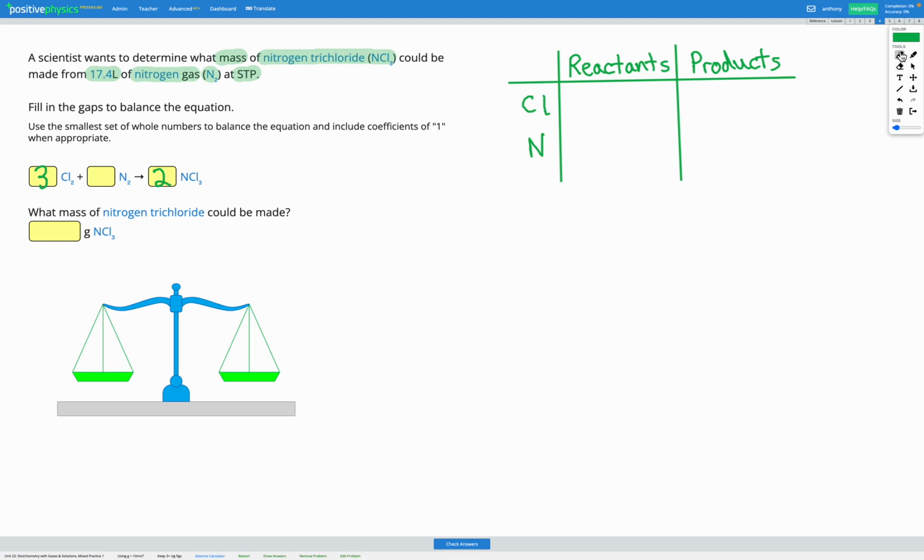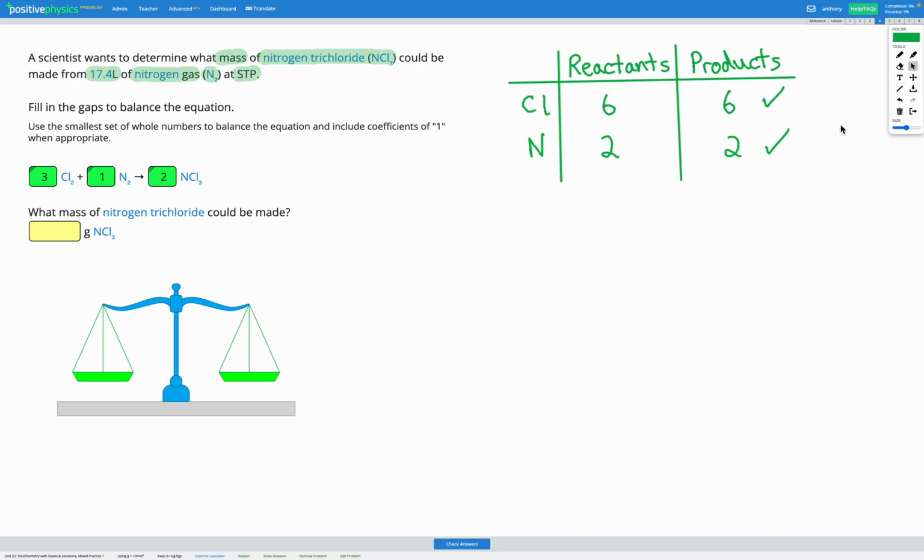So now I have 3 sets of Cl2, so that's 6 Cls in the reactants. I've got 1 set of N2, so that's 2 Ns in the reactants. In the products, I've got 2 sets of NCl3, so 2 Ns and 2 sets of 3 Cls, which is 6 Cls. So now both my chlorine and my nitrogen are balanced. So I'm going to go ahead and enter those numbers. And again, I'm entering a 1 if there's only one of something. We don't normally do that when we're writing an equation, but on this website, you do need to enter the 1. Okay, so we've got our balanced equation.